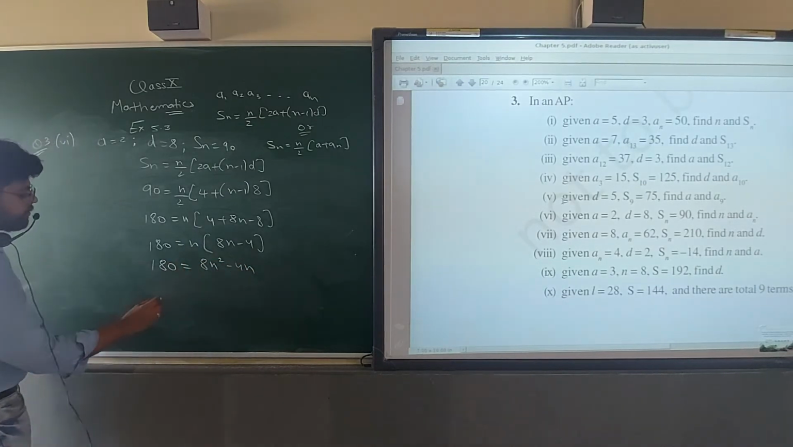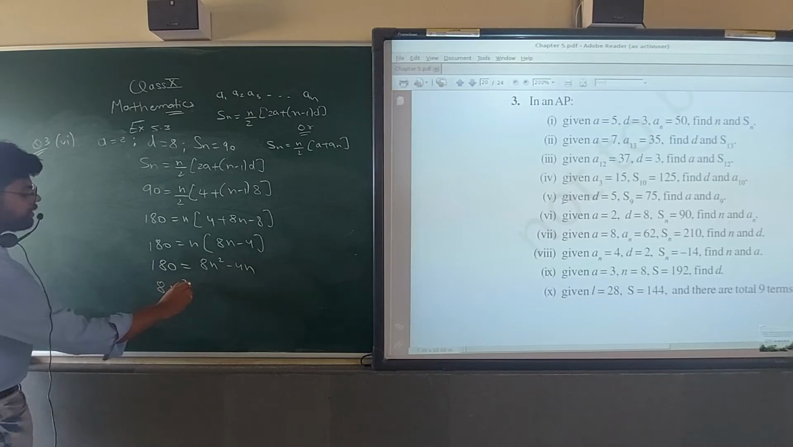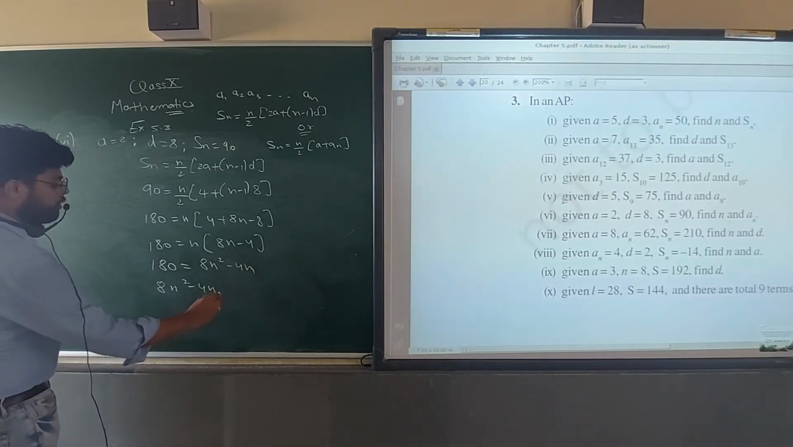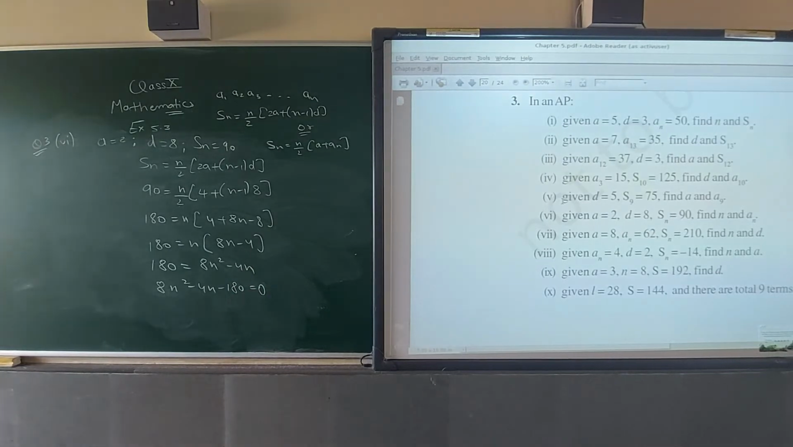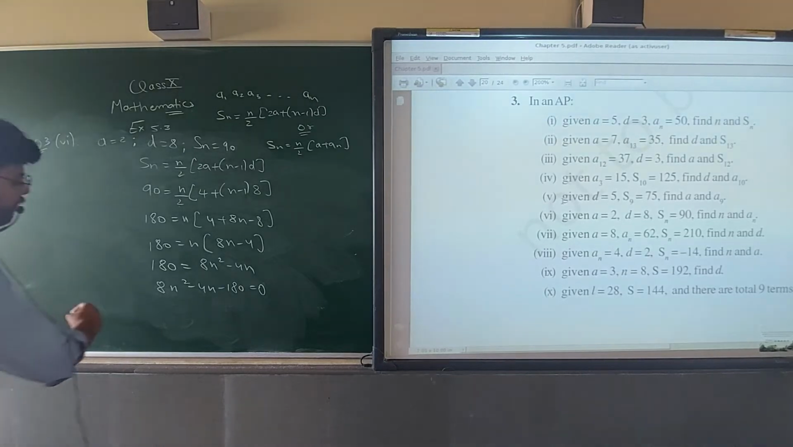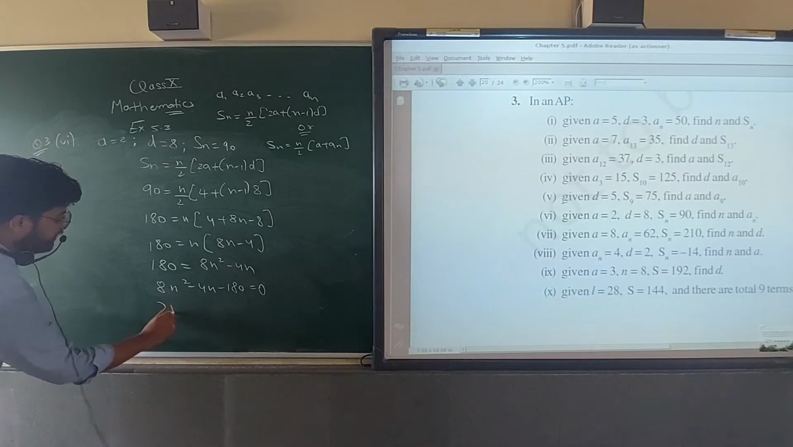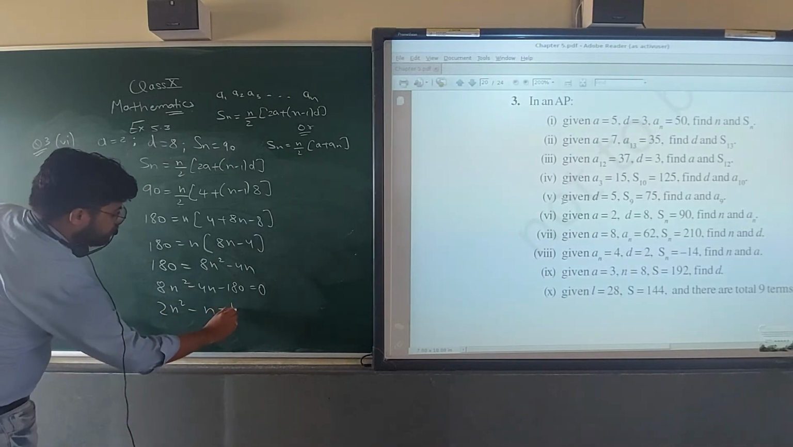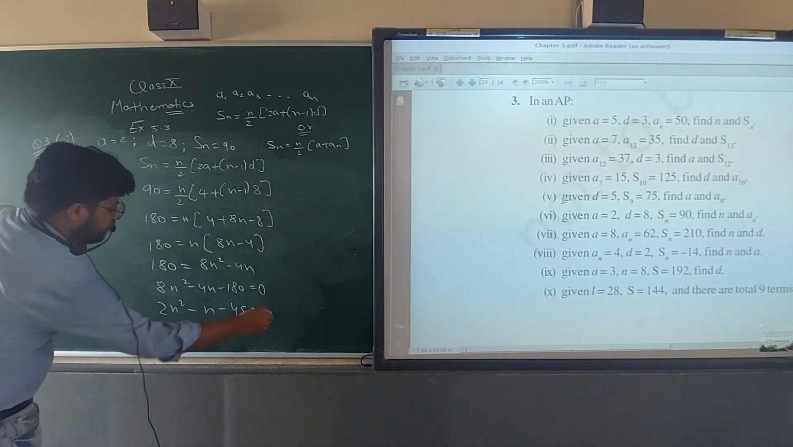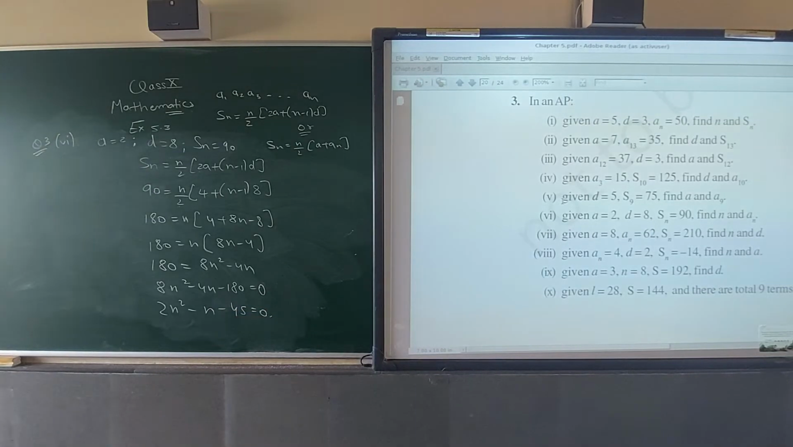Now 180 is shifted there. So the equation is 8n square minus 4n minus 180 equals 0. So this will be the equation. We can make it easier when we divide the whole equation by 4. If I divide the whole equation by 4, 4 2s are 8, minus 4 1s are 4, minus 4 4s are 16, and 4 5s are 20. So this will be the equation now.